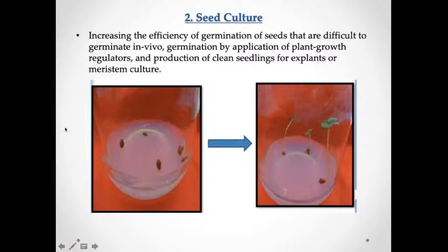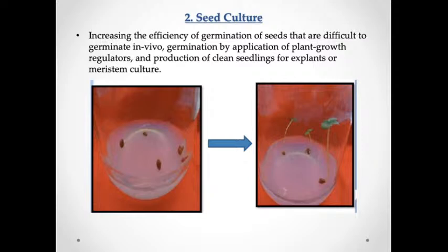So, increasing the efficiency of germination of seeds that are difficult to germinate. The ones which are not able to germinate easily in vivo, but with the help of growth regulators and production of clean seedlings for explants or meristem culture, you can grow them. So here we have shown you an example.